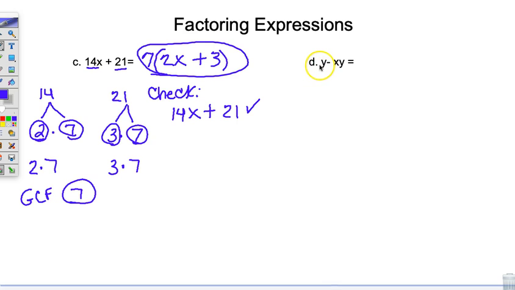Now we have two coefficients. They're both invisible ones in front of these variables, so I don't need to worry about that.